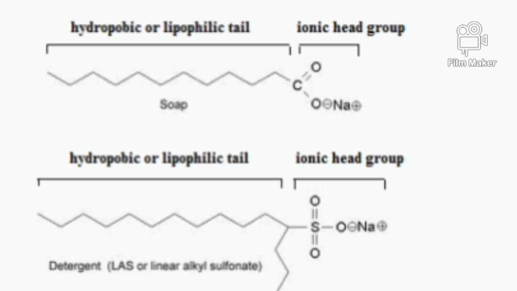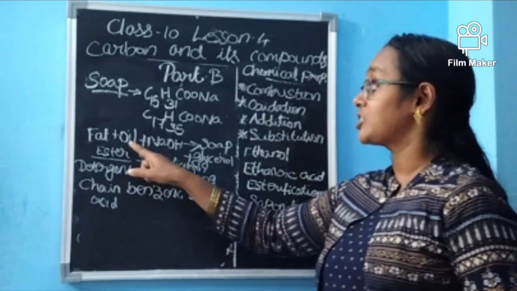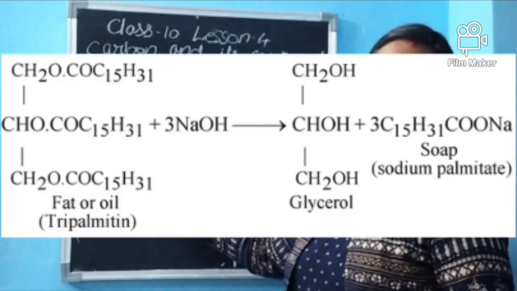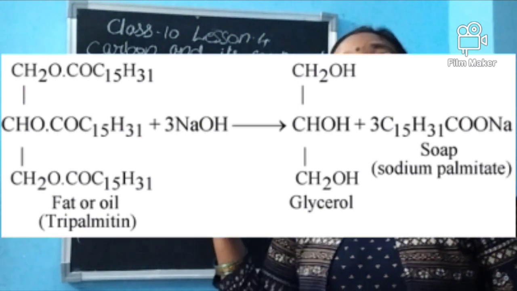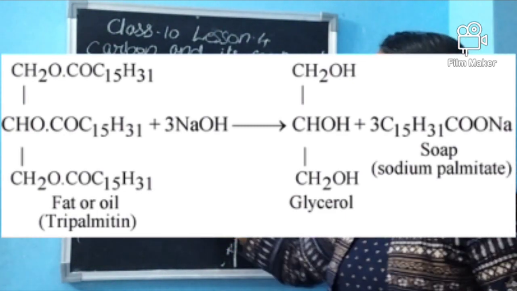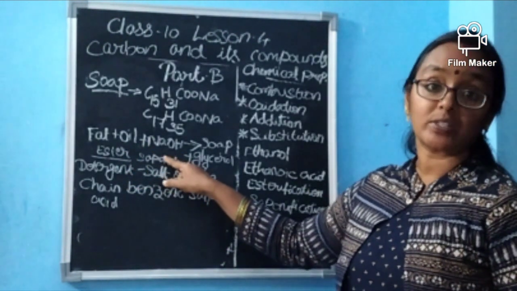Now how are they formed? When the fat or oil is treated with sodium hydroxide, we are getting soap as well as glycerol. This is the equation, this is the way how we are getting soap. Fat and oil, when treated with sodium hydroxide, we are getting what now?